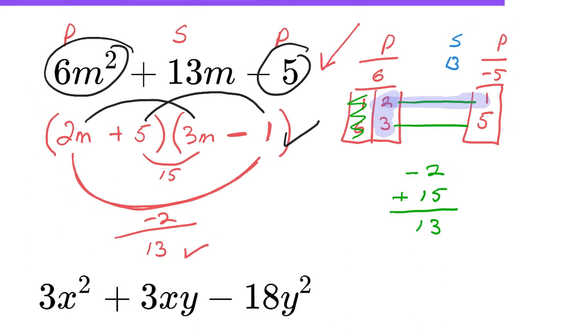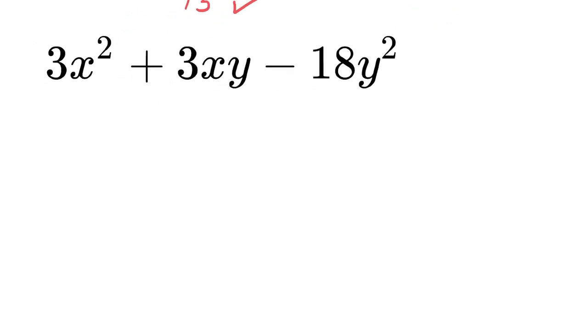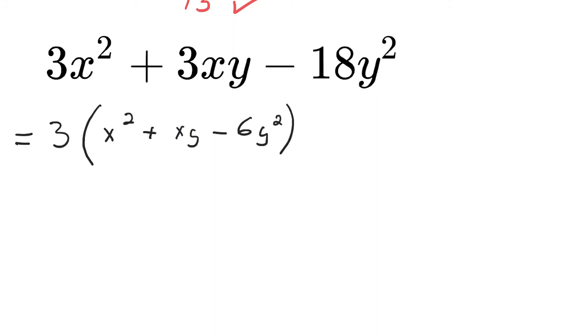One more example where I'm going to illustrate the first rule of factoring. So you can see in this example, they're all divisible by 3. So in the first slide, what we did is we common factored, and that is the rule of every factoring problem that you encounter. First, check to see if there's a common factor. So if I take the 3 out, if I common factor it, I'm left with x squared plus xy minus 6y squared.